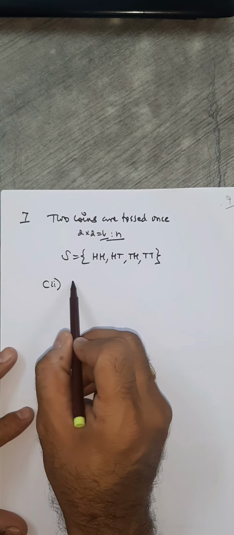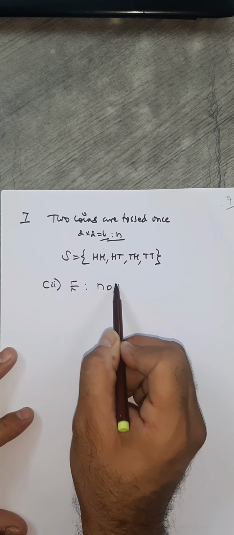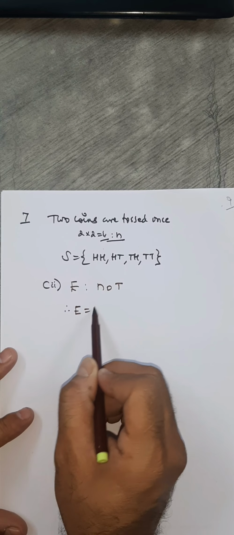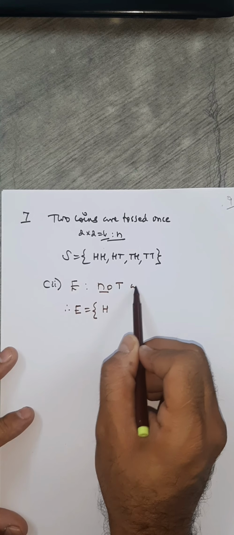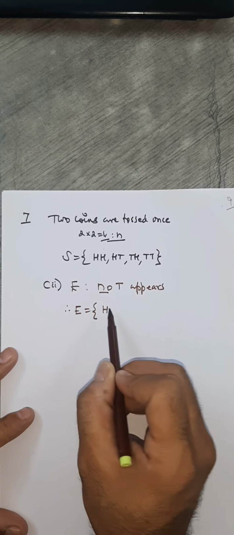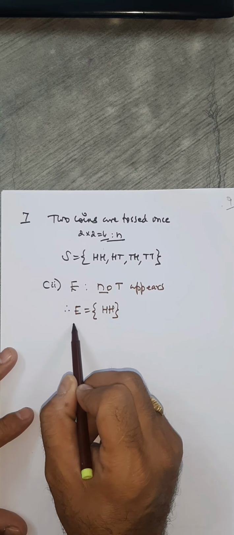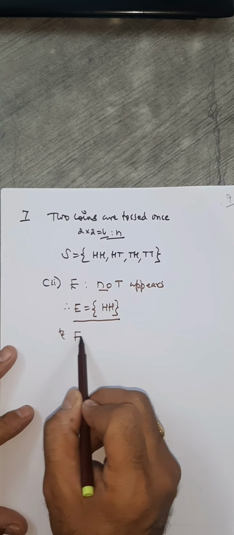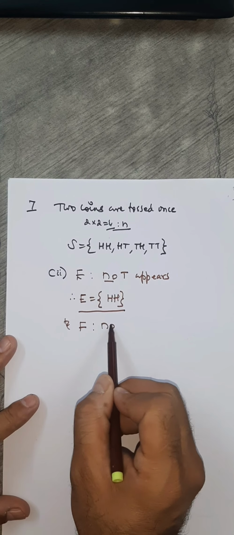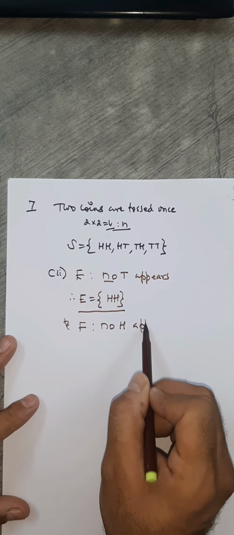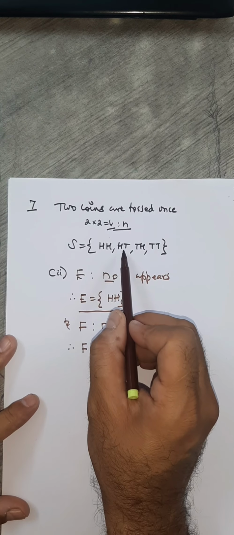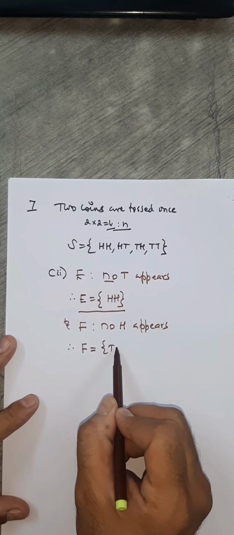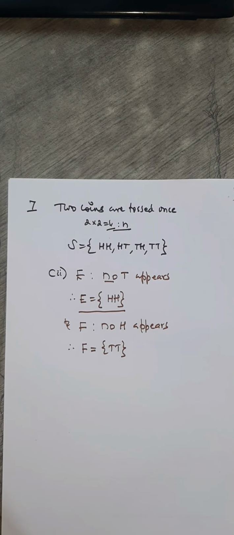What is the definition of event E? No tail appears. No T. So E has only one outcome, HH. No tail appears. Only HH. One outcome. And what is the definition of F? No H appears. This is given to you in the question. No H. So only this one, TT.